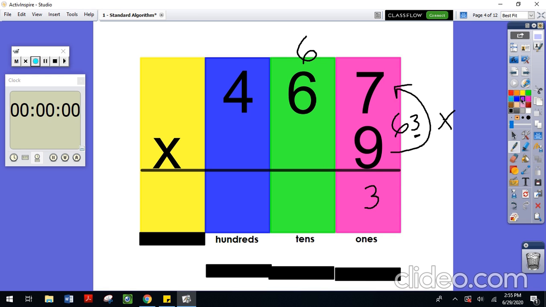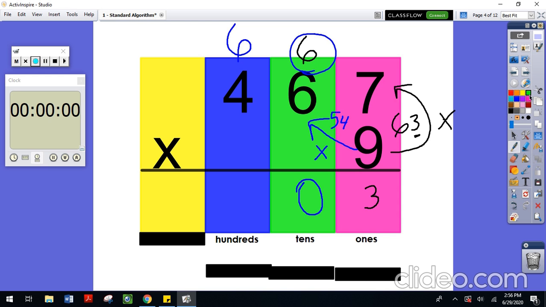Then we're going to do the tens place. And we're going to focus on 9 times 6. 9 times 6 is 54, plus the 6 that's on the top, which would give me 60. So we would put a 0 on the bottom and a 6 on the top.